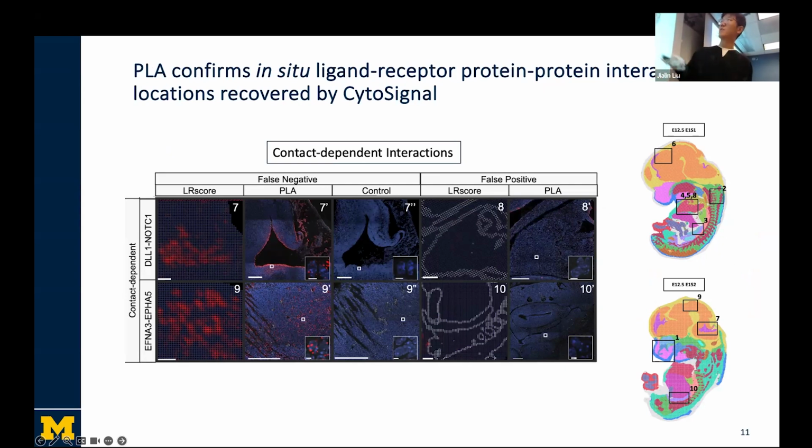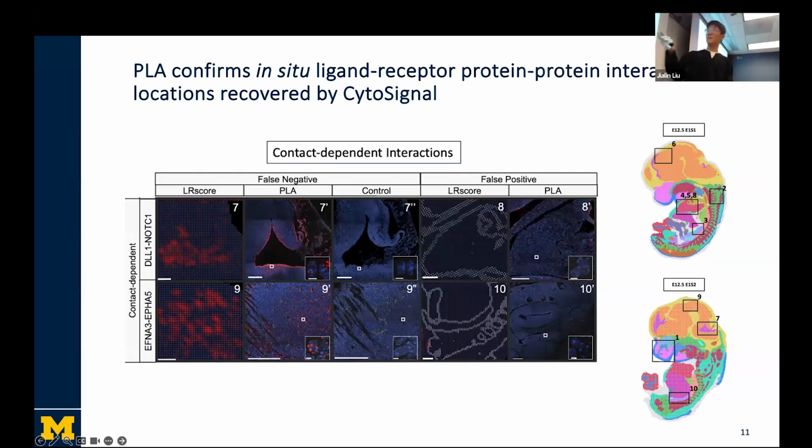And you can see here, this first column is the R score inferred by CytoSignal, and the other two are from the PLA fluorescence images. You could see there's a really good agreement between our inferred activity and the true activities identified by PLA. And you could see roughly the same for another interaction we picked within the brain region.